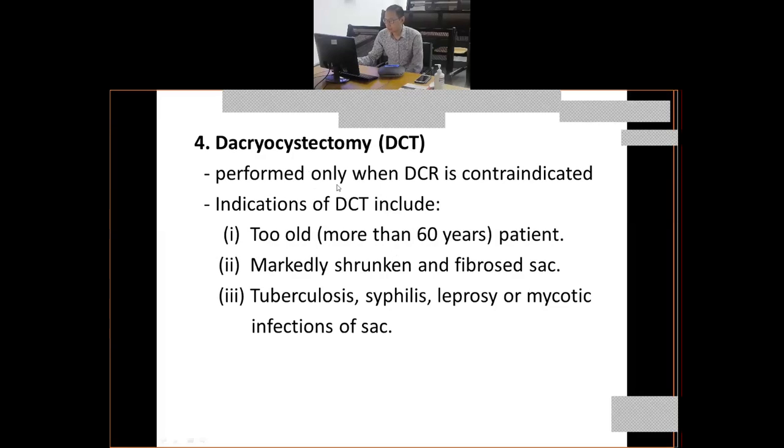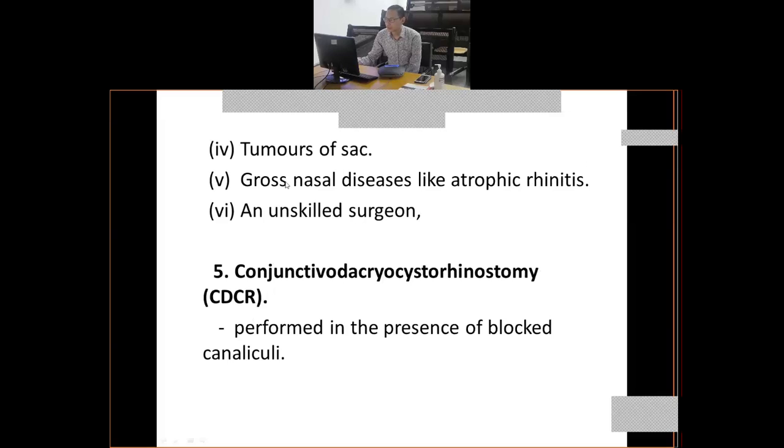DCT is performed only when DCR is contraindicated. We'll see some indications of DCT. First is patients more than 60 years old, markedly shrunken fibrotic sac, tuberculosis, syphilis, leprosy, mycotic infection of the sac, tumors of the sac, gross nasal disease like atrophic rhinitis, or an unskilled surgeon. Then conjunctivodacryocystorhinostomy is performed in the presence of blocked canaliculi.